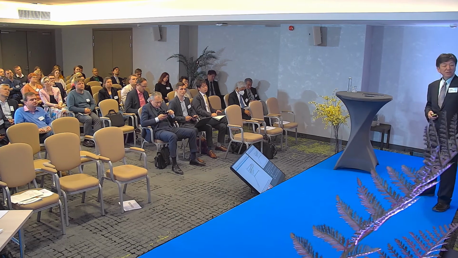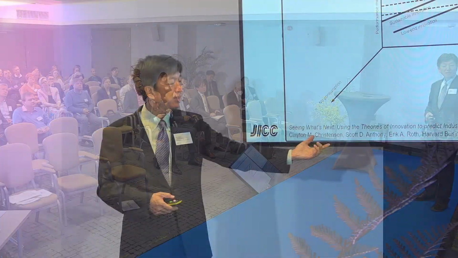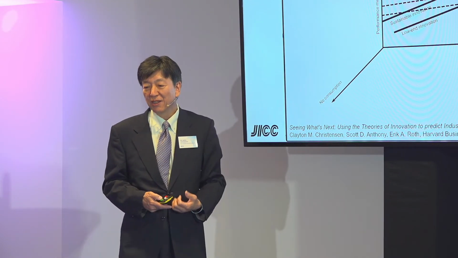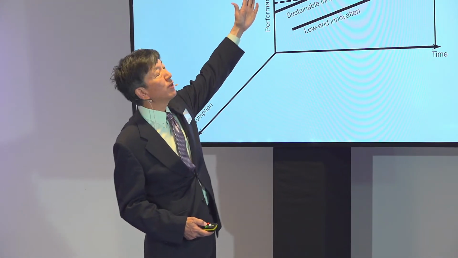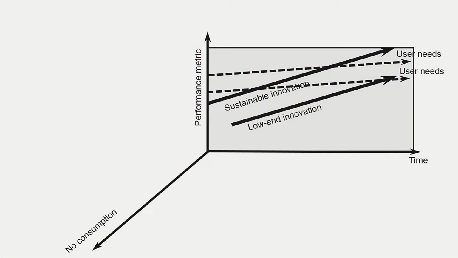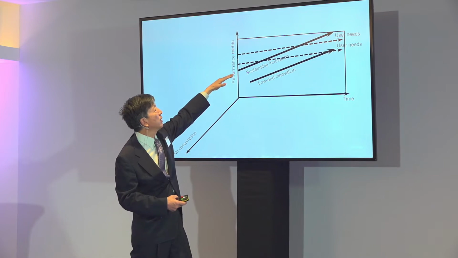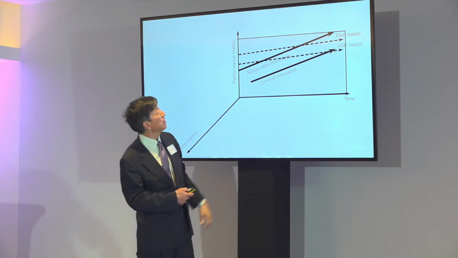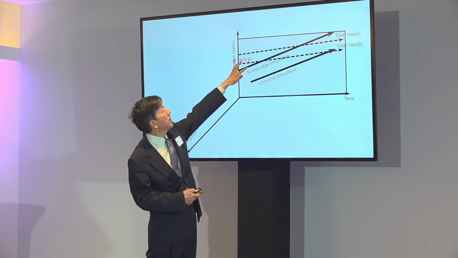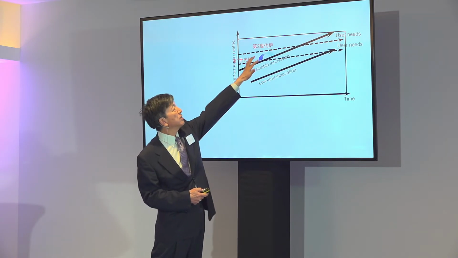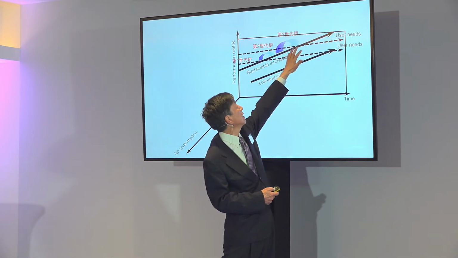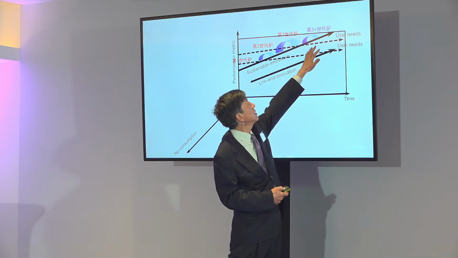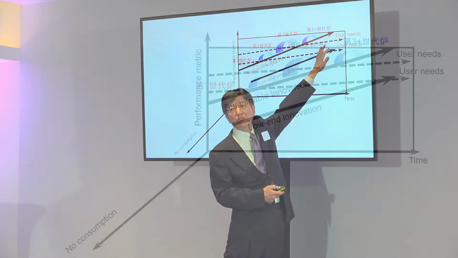This slide, I made according to Christensen's book on innovation. He said this is the time, and this is the performance metric. In a sustaining innovation, the current technology is improved, modified, and the performance is increased. In nuclear, we have the first generation light water reactor, then the second generation, and the third generation light water reactor. And currently we say 3+ generation light water reactor.